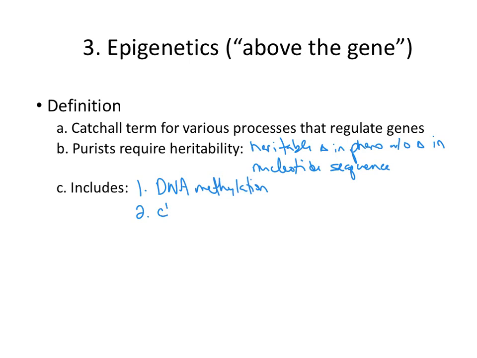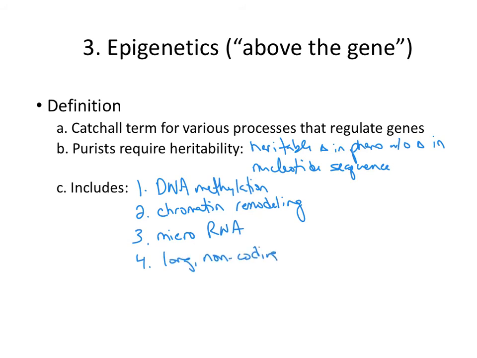Two we'll talk about later is chromatin remodeling. And we've kind of hinted at that. Chromatin is, again, the DNA and histones together. How tightly or loosely the chromatin is packed will affect gene expression. Three is microRNA. There are so many RNAs. Then we're going to talk a little bit about long non-coding RNA. Not just tRNA and mRNA anymore.